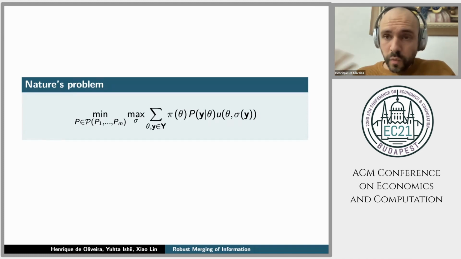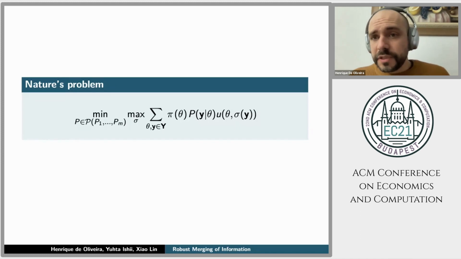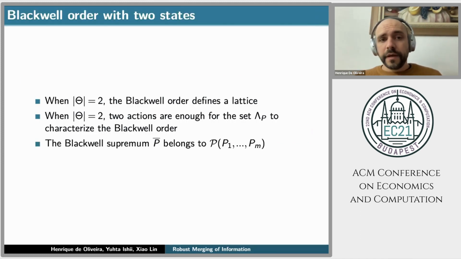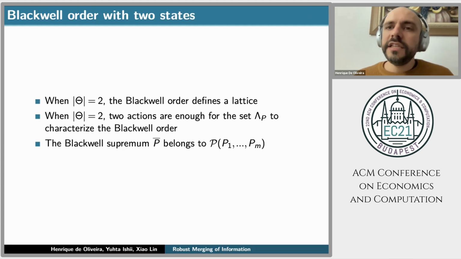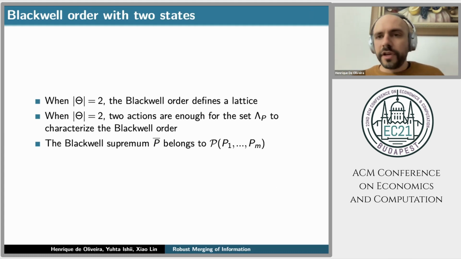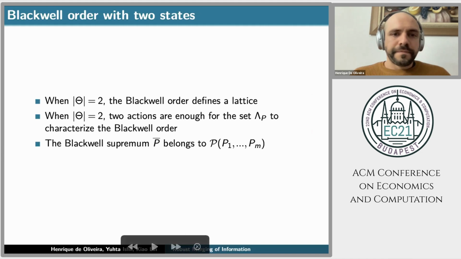So here is one place where the two states come into play, because when we have two states of the world, the Blackwell order defines a lattice. So this means that there exists a least informative experiment, which is more informative than every other marginal experiment.